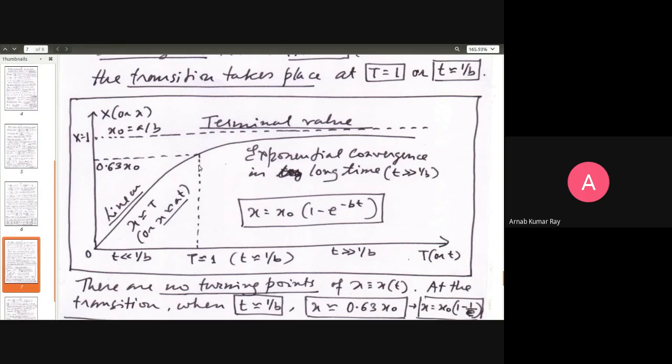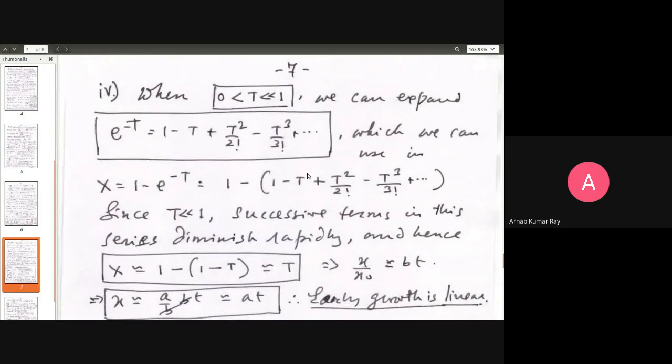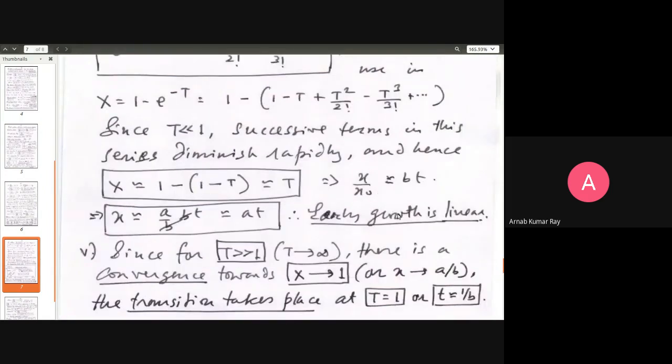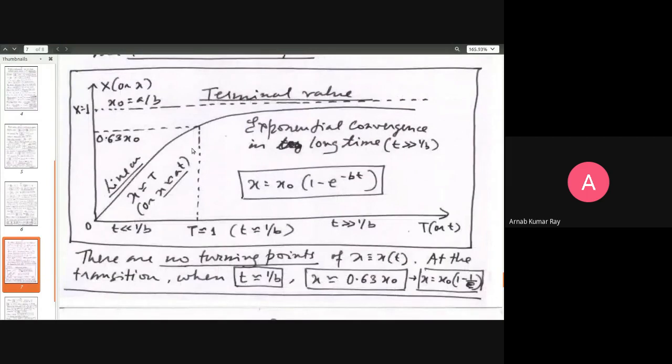And why should I say that this transition is taking place at capital T is equal to 1? Because the linear behavior is valid only for capital T less than 1. As soon as capital T becomes greater than 1, then you can't neglect these higher powers of T with respect to the lower powers. So this approximation does not hold for T greater than 1. And this approximation leads to the linear behavior in the early stages. So that approximation can't be stretched beyond the point where capital T is equal to 1. And so if capital T is equal to 1, then t is equal to 1 by b.